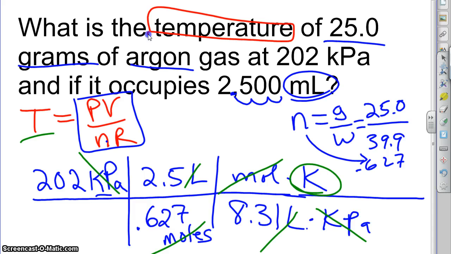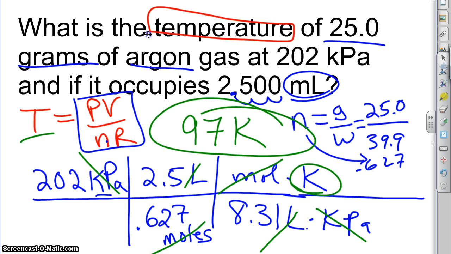We want a Kelvin. So we're going to take 202 times 2.5 divided by 0.627 divided by 8.31. And I believe we can only justify 2 significant digits right now. We have an answer of 96.92222, which is 97 Kelvin. And that's how we do that one.